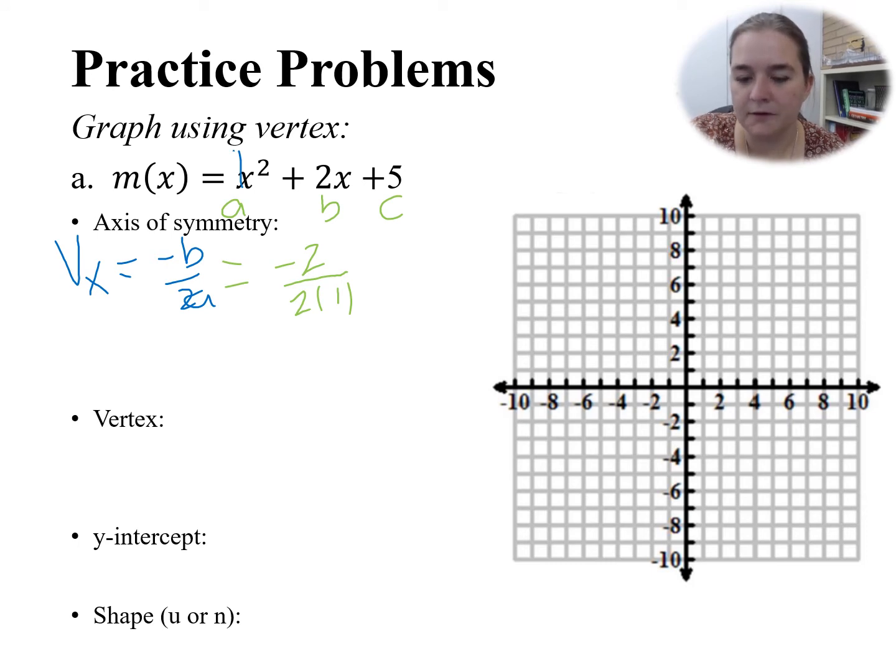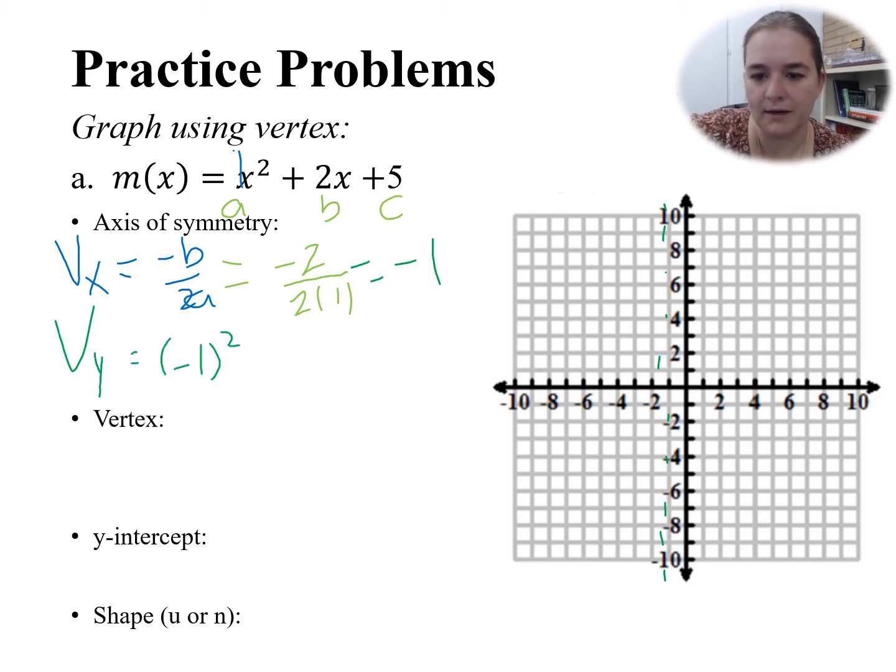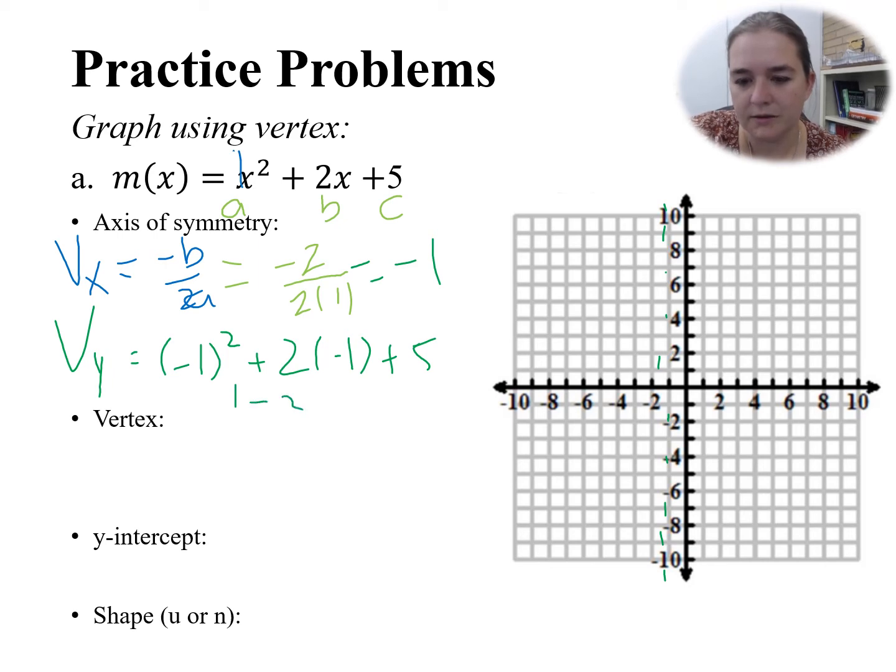So the opposite of 2 over positive 2 gives us an x value of negative 1. So I'm going to put in that dotted line through negative 1. Now to find my y value for my vertex, I plug negative 1 back in, and I get negative 1 squared plus 2 times the negative 1 plus 5. Well, that gives me 1 minus 2 plus 5, which gives me 4. So I know that my vertex is going to be located at negative 1, positive 4.